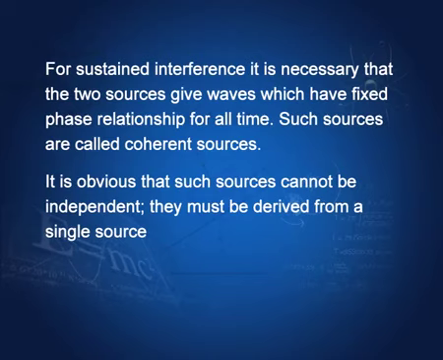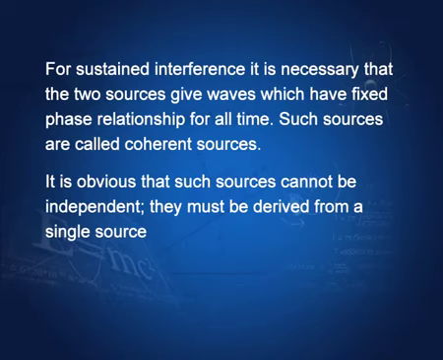However, for sustained interference, it is necessary that the two sources give waves which have a fixed phase relationship. These waves do not have any fixed phase relationship, they are all independent, their phases are random. But if we have sources which have the same phase relationship for all time, then these sources are said to be coherent sources.